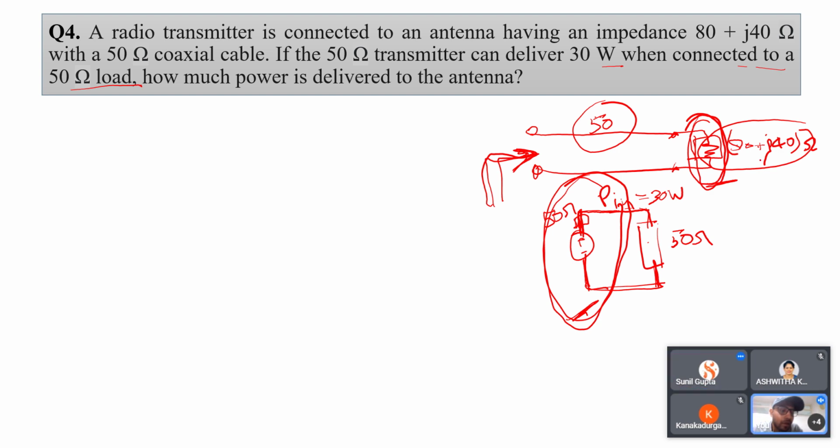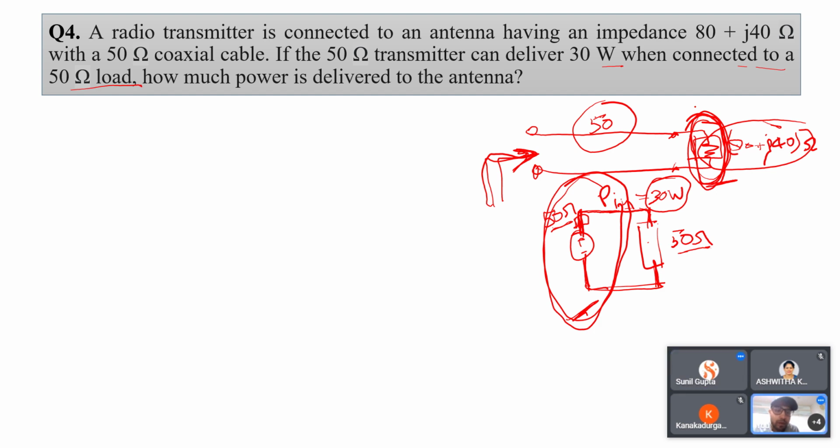Okay, this is just an example. He is saying that when this source is connected to the load directly, having the same impedance, then this source will deliver 30 watt power to the load. So now, if I use the same source to feed this transmission line, how much power will it transmit to the load? Okay, now it's clear.